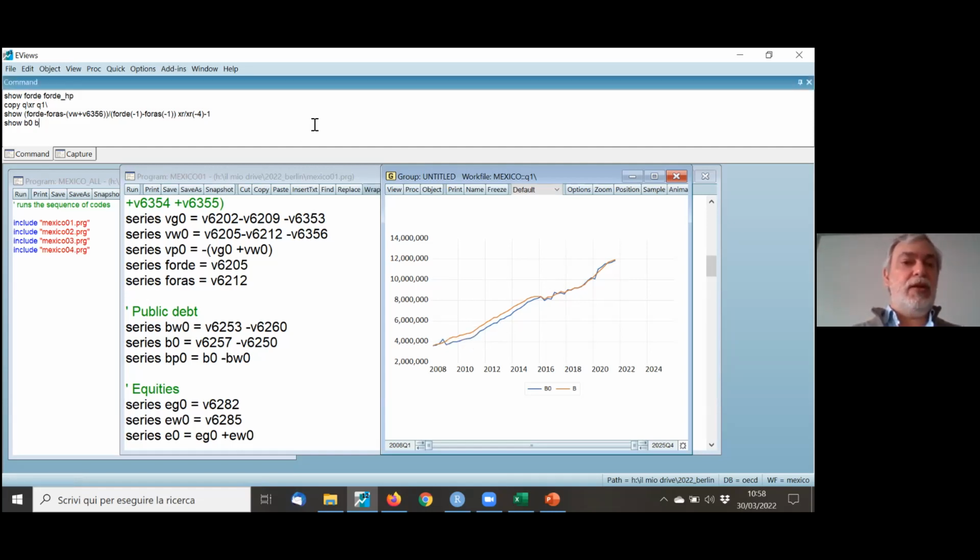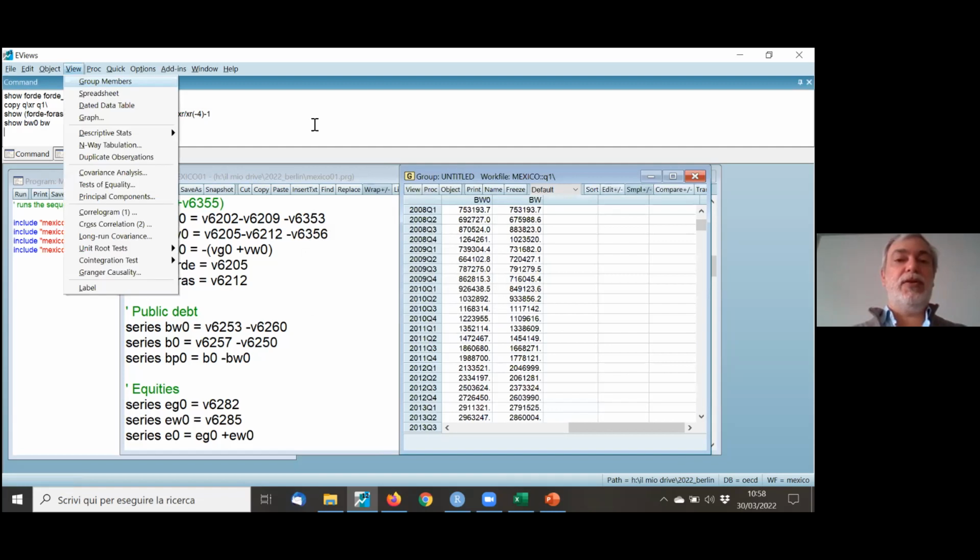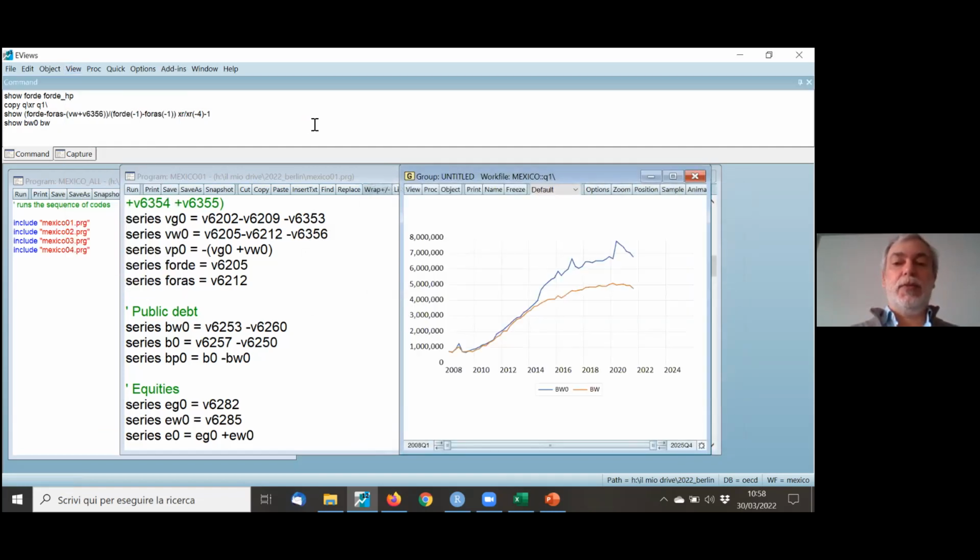So we could check whether the same happens for the bonds held by foreigners. And now this is interesting because this is the value of bonds held by foreigners at market prices, the blue line, and the value of these bonds held by foreigners at historical costs is the orange line. So here we do have capital gains after 2014.